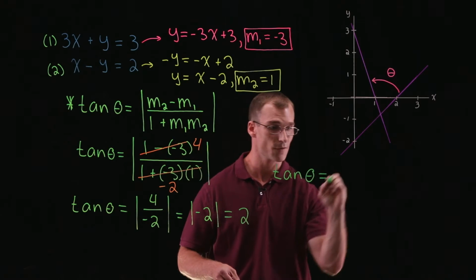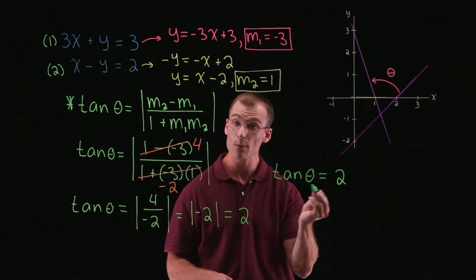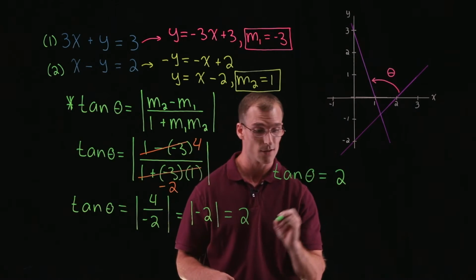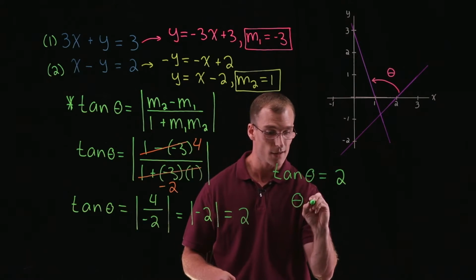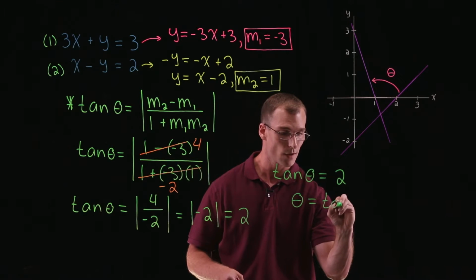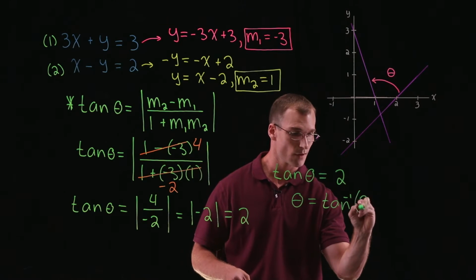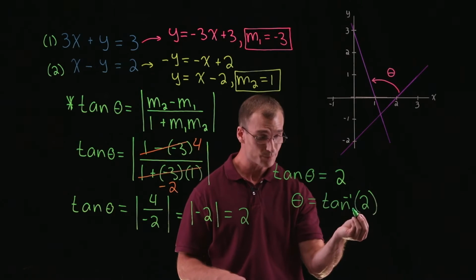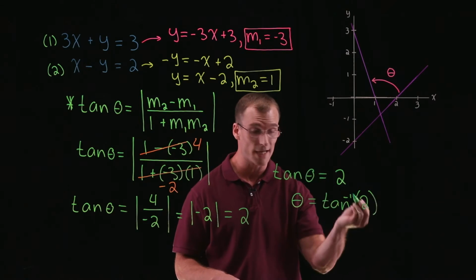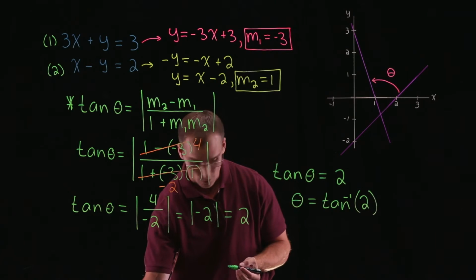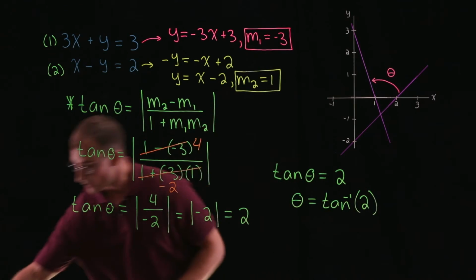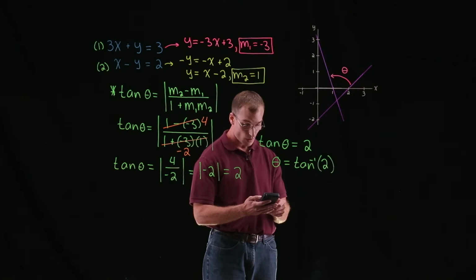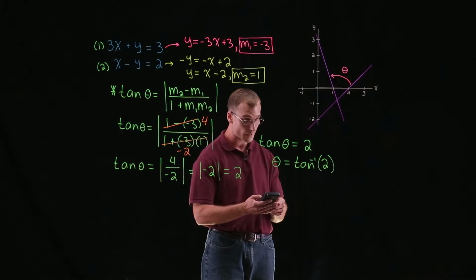One more time, tangent of theta is equal to positive 2, and we want to solve for theta. We can do that by taking tangent inverse of both sides, giving us that theta is equal to tangent inverse of positive 2. Now, 2 isn't one of our standard numbers, so we're going to use our calculator to get a decimal approximation. Again, first we're going to find this in radians, and then we'll find it in degrees.